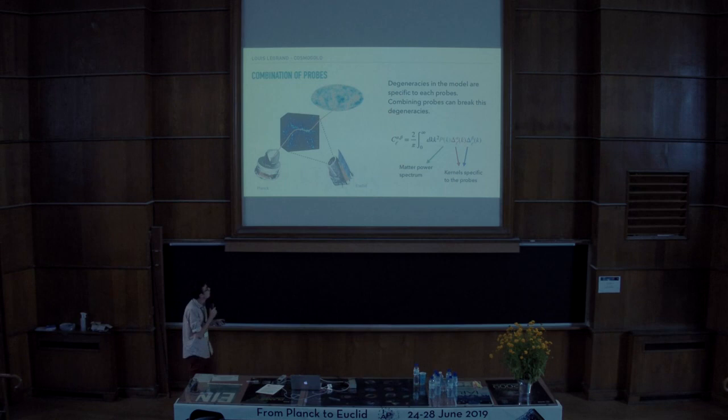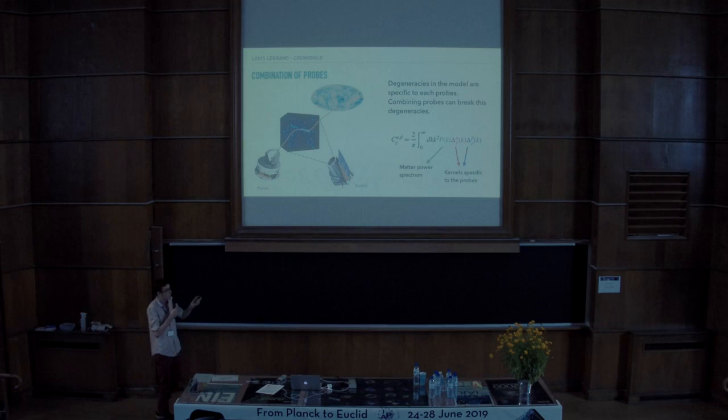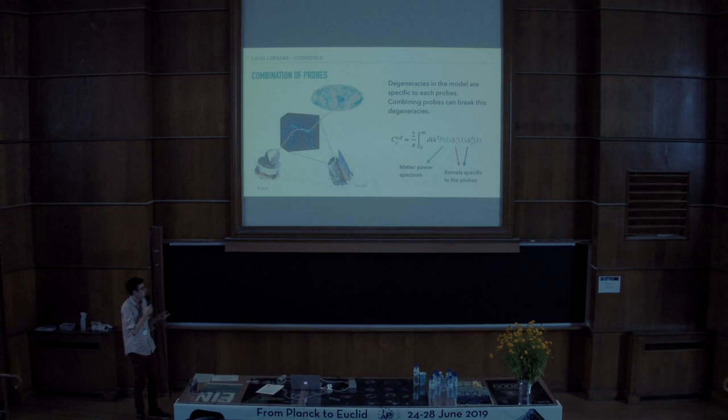In mathematical language, this equation is like a translation of this toy plot here on the left. We have the matter power spectrum, P of k, here in green, and each of the probes will have a different effect on this matter power spectrum, with our observable being the angular power spectrum, C of l, between two probes, alpha and beta.